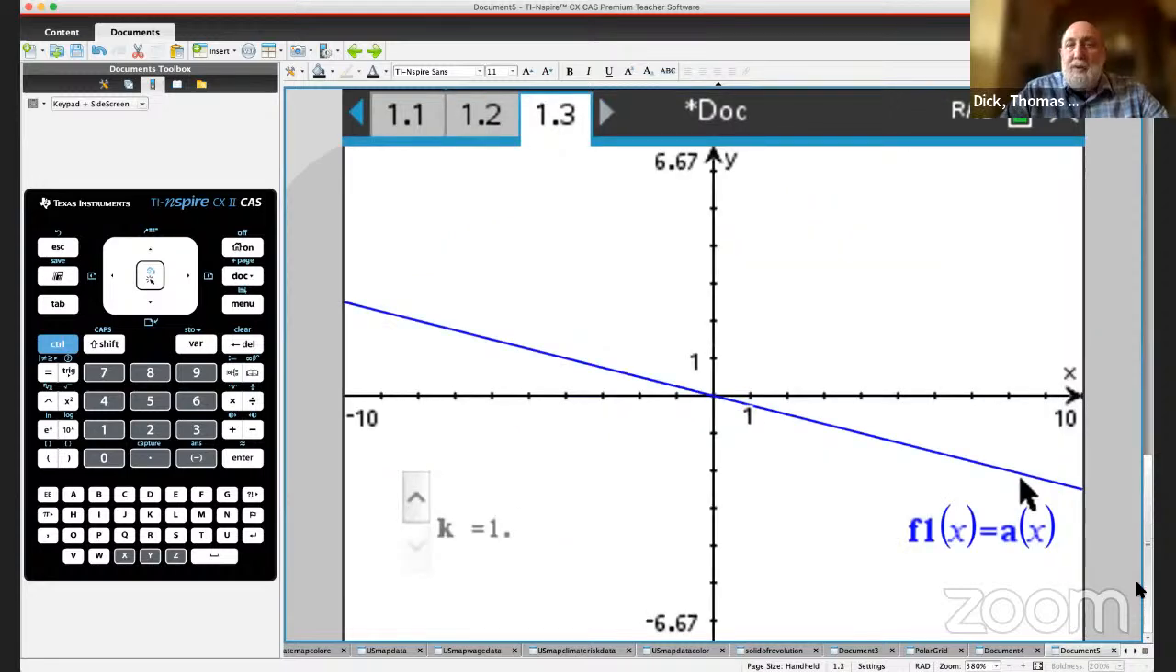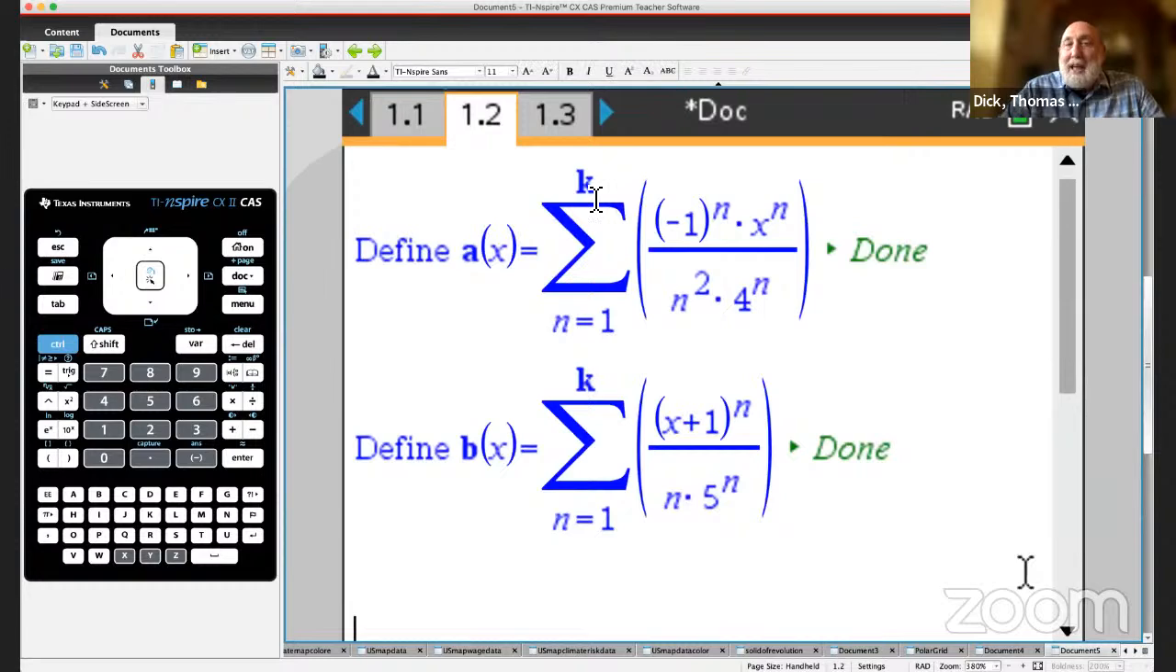So I'm going to go to the graphic screen. There we go. And you can see I've got f1 of x is a of x. That's that power series thing with k equal to 1. So that would really be just the first term. Now I'm going to go back and just take a quick look at it. If we went from n equals 1 to 1, what would we get? Well, we would just get one term, and it would be with n equal to 1. So let's see, -1 to the 1, that'd be -1. X to the first, well, that's just plain old x. N squared is 1, and 4 to the 1 is 4. So I think when all the dust clears, I'm just looking at -x over 4.